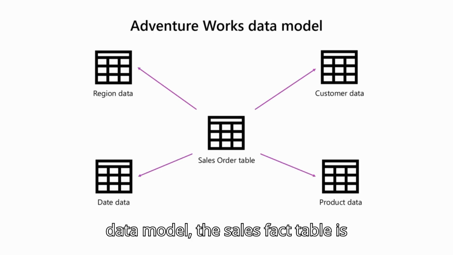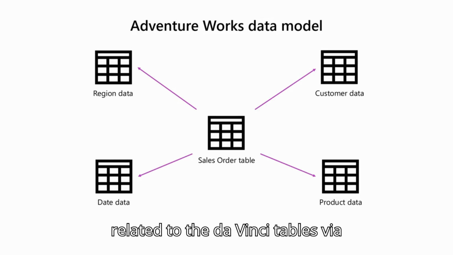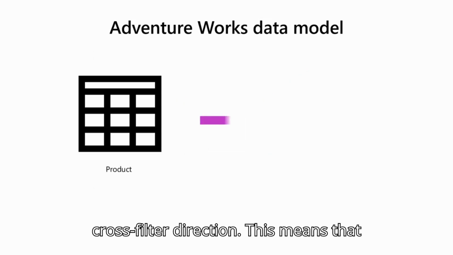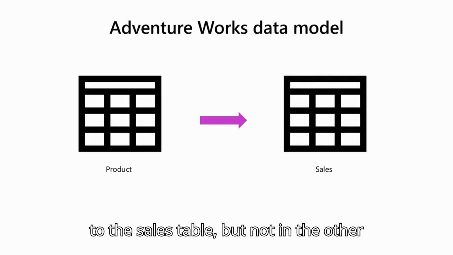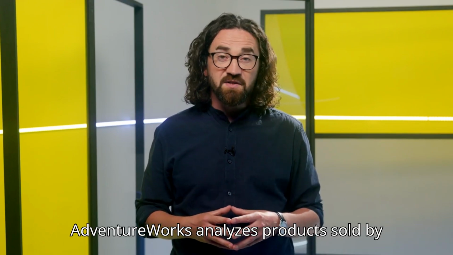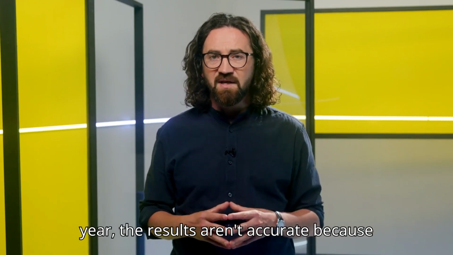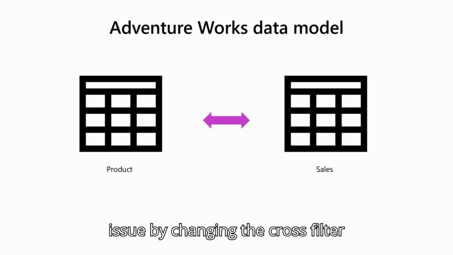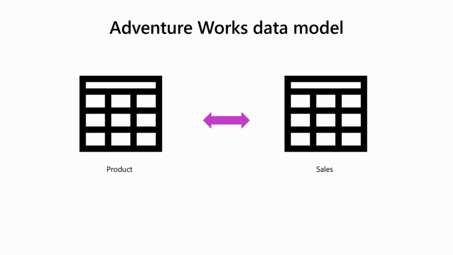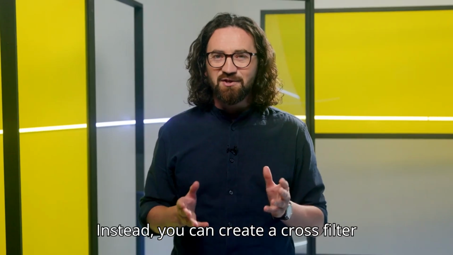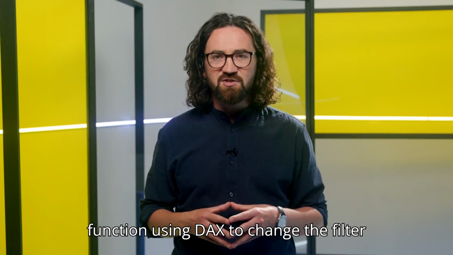In the AdventureWorks data model, the sales fact table is related to the dimension tables via one-to-many relationships and single cross-filter direction. This means that filters propagate from the product table to the sales table, but not in the other direction. So, when AdventureWorks analyze products sold by year, the results aren't accurate because the model can't filter the results correctly. You could try to resolve this issue by changing the cross-filter direction between the tables to both. But this also changes how the filters work for all data between these tables. Instead, you can create a cross-filter function using DAX to change the filter only for the current measure.